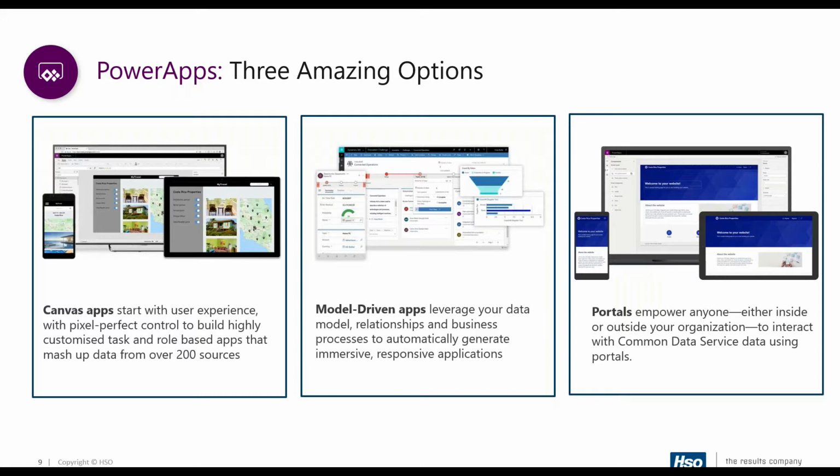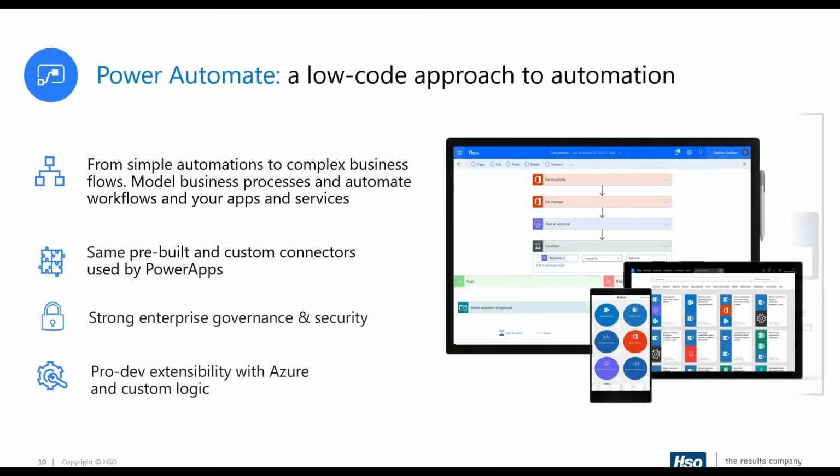And the new kid to the block is portals. Now, this is really cool, this functionality. Portals are using common data service, and essentially it creates exactly what you think it is, a portal. Now, that portal you can use so that people outside of your tenant can use, because both Canvas apps and model-driven apps require your users to be part of your tenant. Whereas portals you can get set up so that people outside your organization can start helping you out with your business processes.